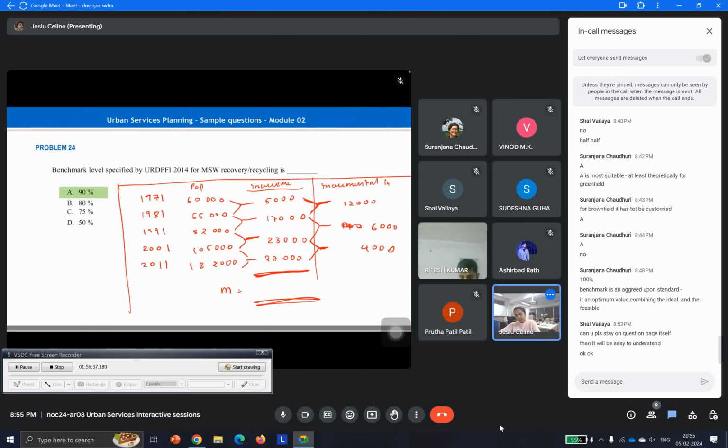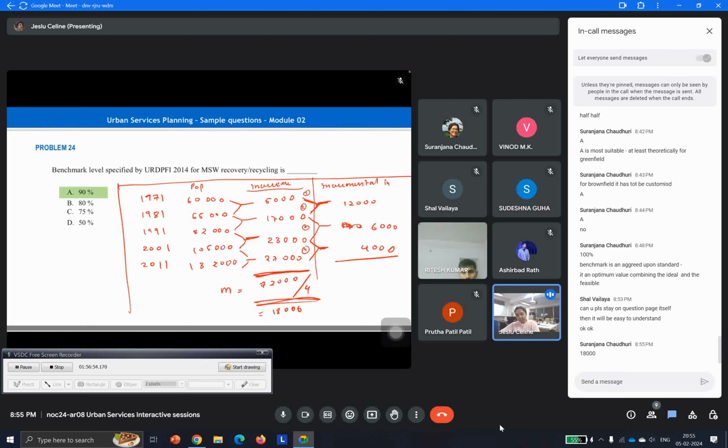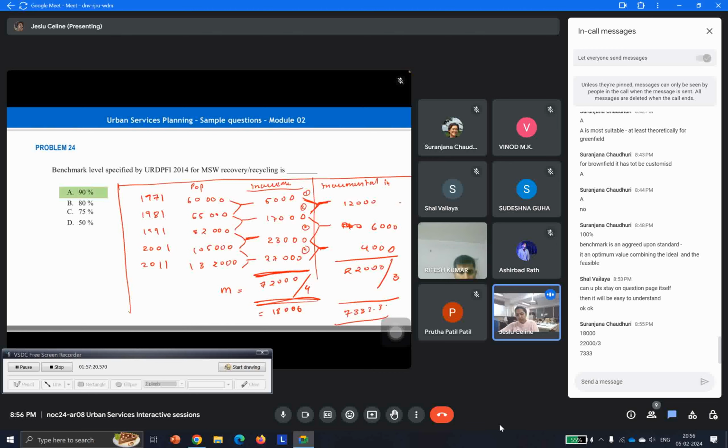So what does the sum work out to? Very good. So it is 72,000 divided by 4, which is 18,000. Now, what is the incremental increase over here? It is 22,000 divided by 3, since 3 incremental increases are there. So it's around 7,333, 3.33 it will go. So let's take 7,333.